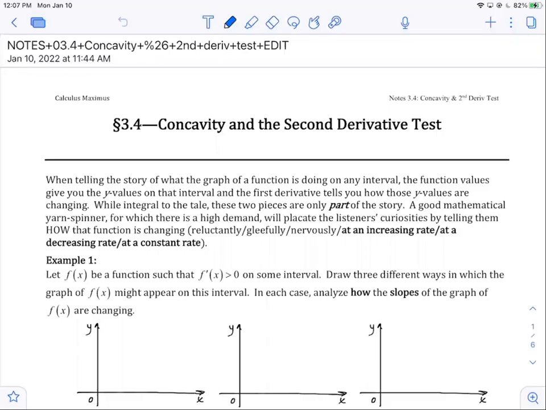All right, so 3.4, concavity and the second derivative test. We're probably going to get through this in 2 days, today and tomorrow.